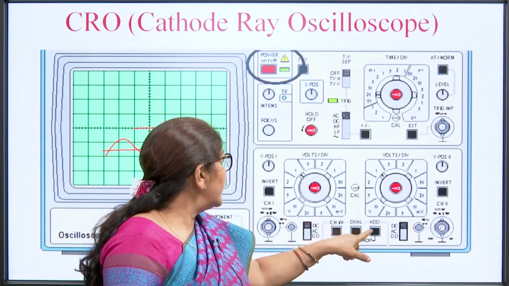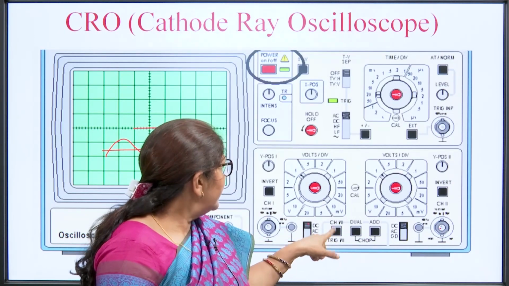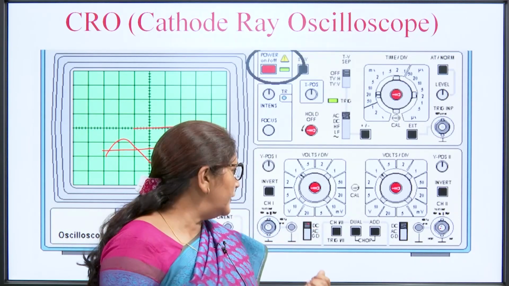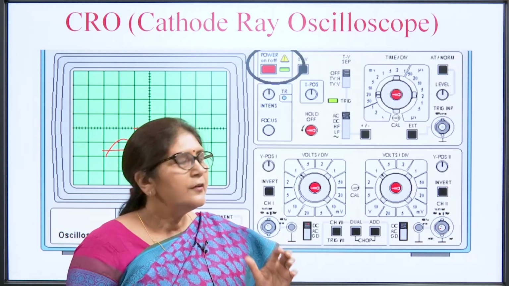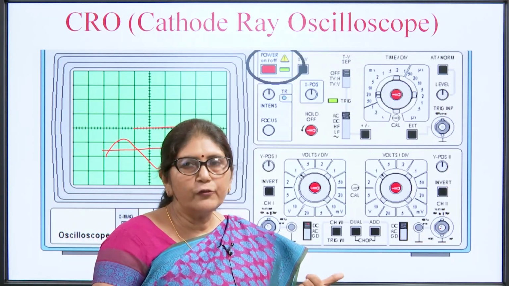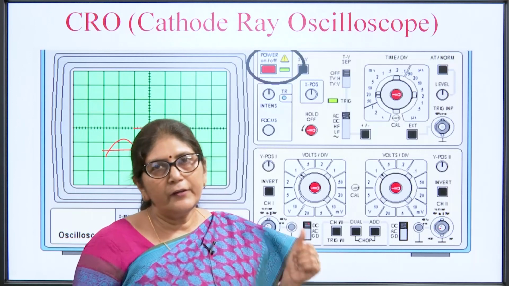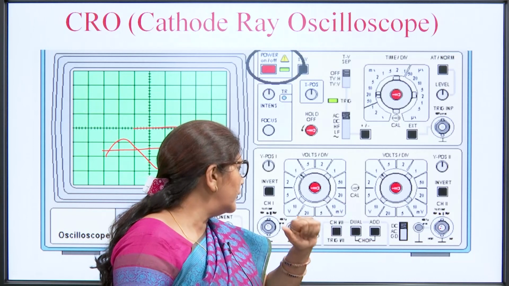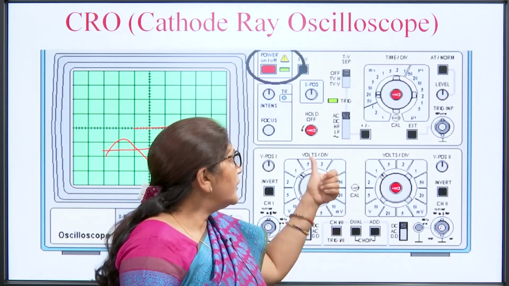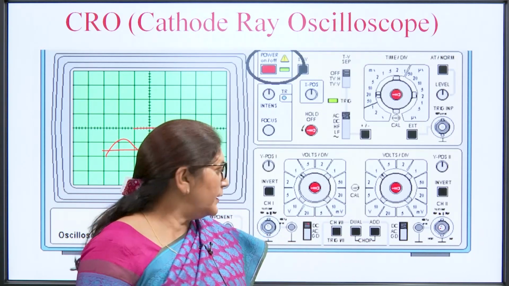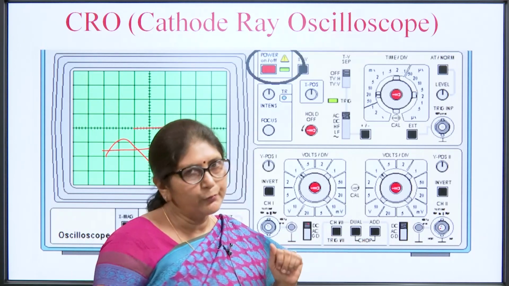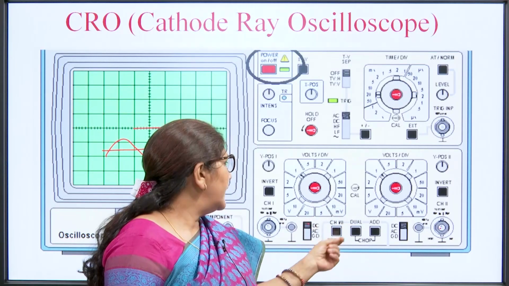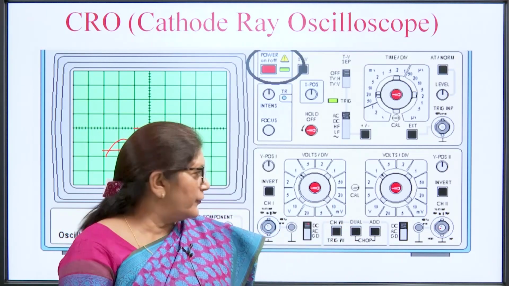Then there are 3 switches: trigger, channel 1, channel 2. If the switch is in the out position, then initially it is triggering channel 1. Suppose we want to trigger channel 2, then we will press this switch, it will select channel 2 and trigger channel 2. Then there is dual. If we are using both channels simultaneously, the switch will be in the dual position. If we are not using both channels, then this dual switch will be in the out position.